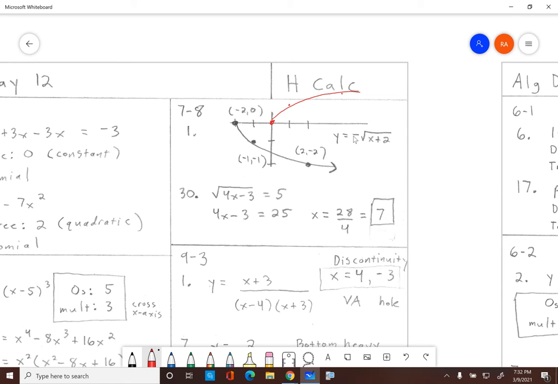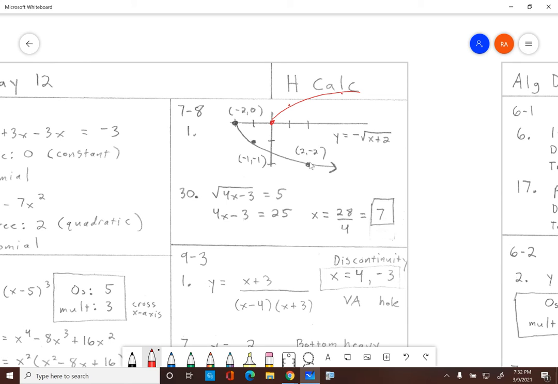If you change the sign on the y values, y is now equal to the negative of what it was. If you change the sign on the y, you're going to reflect over the x-axis. So there's where the point 0, 0 went. Here's where the point 1, 1 went. And here's where the point 4, 2 went.